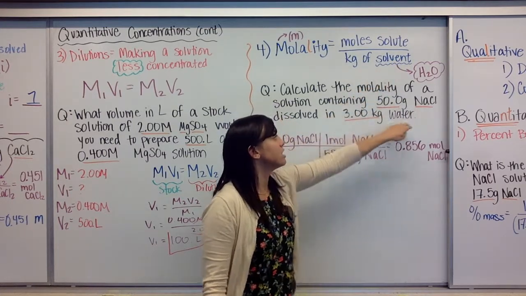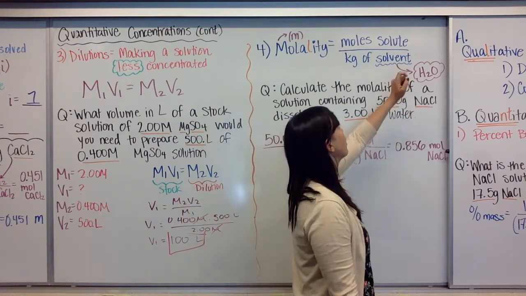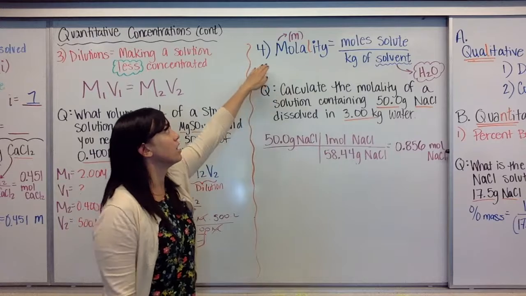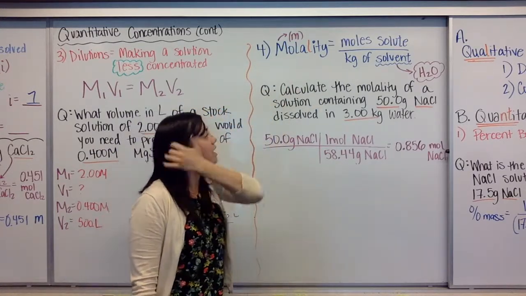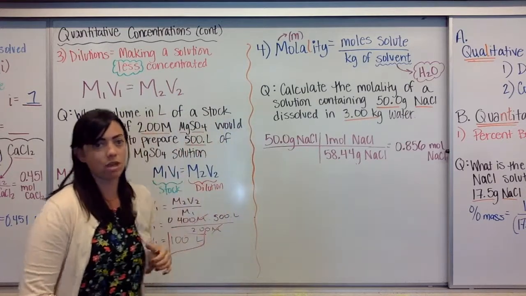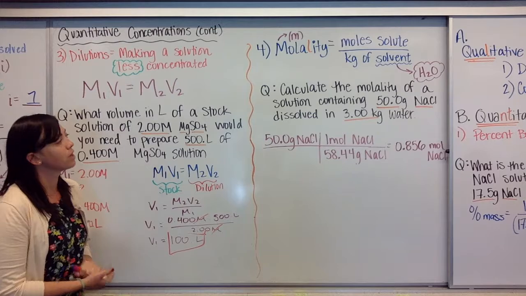In this example, and most of the time, the solvent is going to be water. So you can see our molality, our little m, is equal to our moles of solute divided by kilograms of solvent. So it's a comparison of mass. It's a different type of concentration that we're looking at.